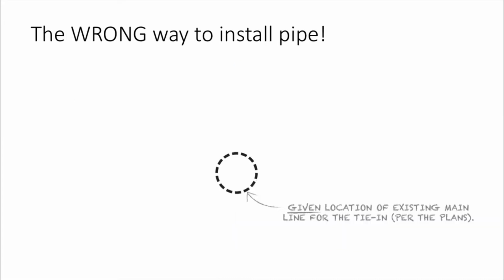Okay, now let's take a look at the wrong way to install pipe. That is the given location of the existing main line for the tie-in per the plans, and it's important to note that this has not been verified. So once again, this is just the location of the existing main line per the plans, and it has not been verified in the field.